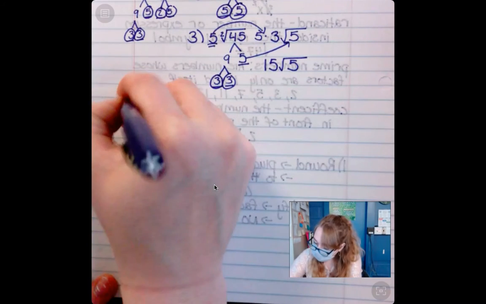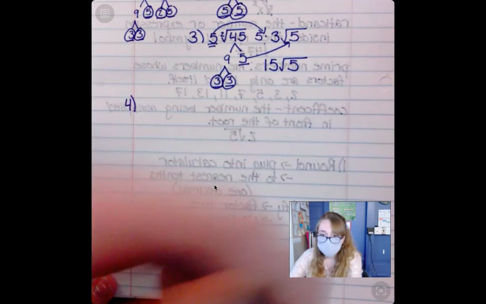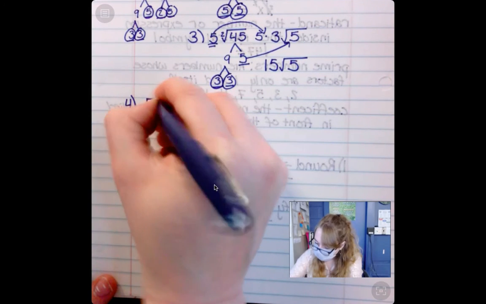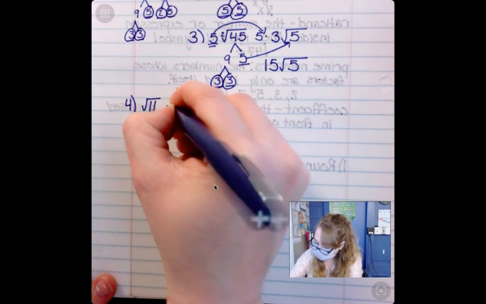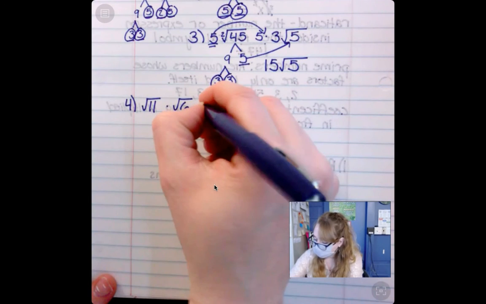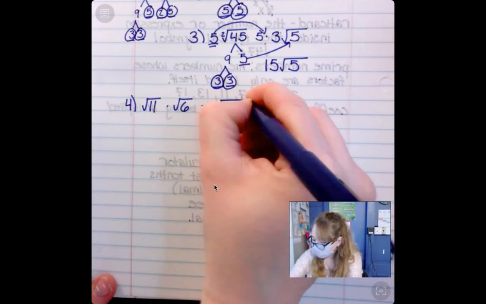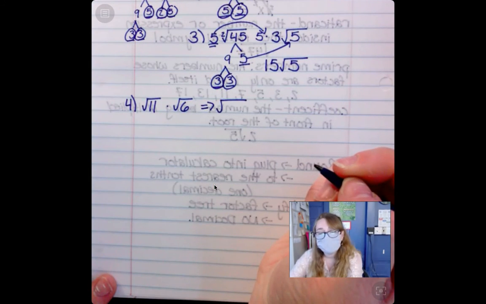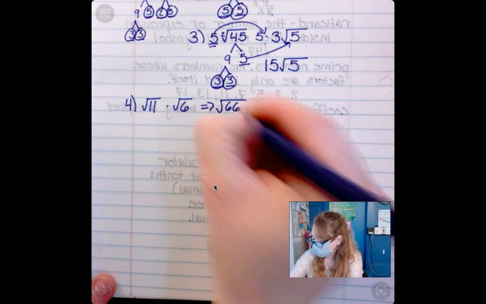All right, sometimes we're going to have to multiply our radicals. So in this case, we have root 11 times root 6. Multiplying radicals is super easy. For 1, we keep the radical. We don't want to get rid of that. And then we just multiply like normal numbers. 11 times 6 gives us 66.